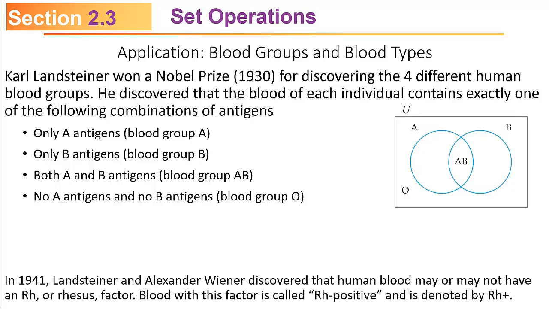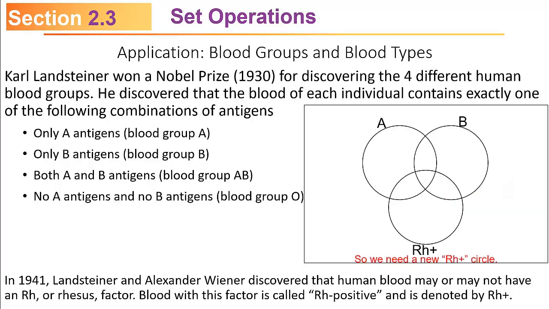In 1941, Landsteiner and Alexander Wiener discovered that human blood may or may not have something called an Rh factor. Blood with this factor is called Rh positive, and you denote it by the letters Rh with a plus sign. Once the Rh factor was discovered, the Venn diagram goes from having 2 sets A and B to having 3 sets: A, B, and then a circle for the Rh positive factor. So we throw in an Rh plus circle. It makes it more complicated, but it does explain how the Rh factor fits in with the blood types.